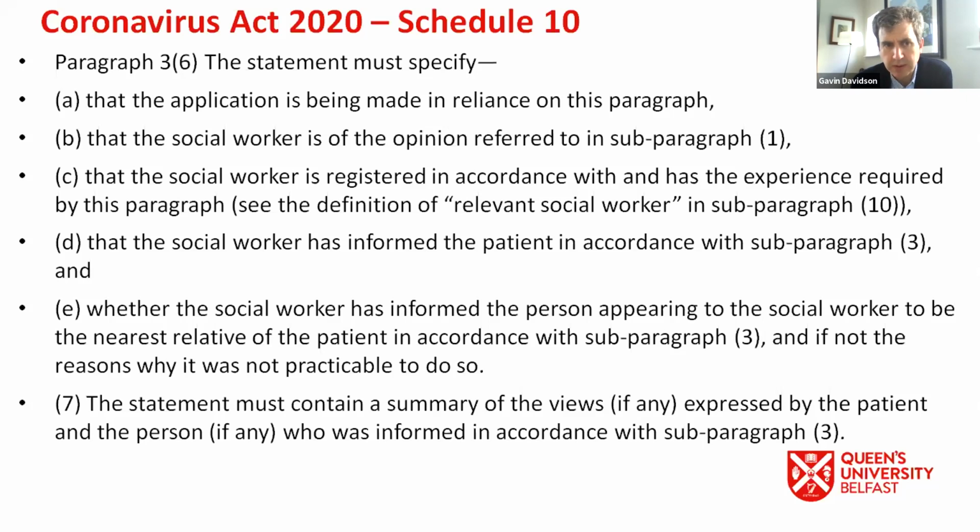If you're not able to either identify or contact the nearest relative, you have to include reasons why it was not practical to do so. And you also, ideally, if you have been able to ascertain the views of the nearest relative and indeed the views of the person being assessed, have to record those again on 2A. So it gives you a format for doing all that.